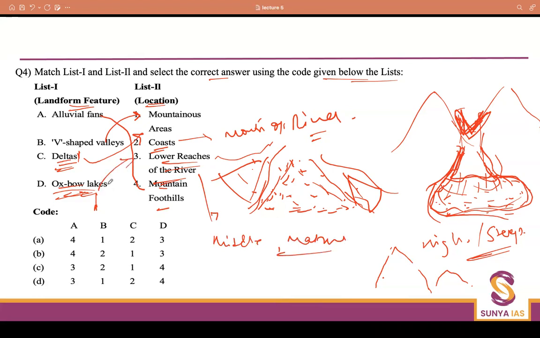So D is 3. A is 4. B is 1. And then C is 2, I think, yes. So the correct option is option A: A4, B1, C2, and D3. All right. Now let's look over to the next question.